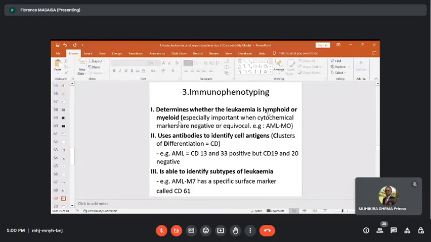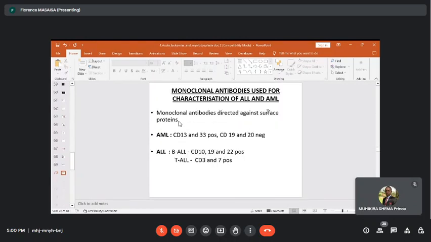We have the machine but we don't have reagents to use, but in the near future we'll be using flow cytometry at CHUK. In the country we have it at Lancet Laboratory, which is a private hospital. In the public sector we don't have any.